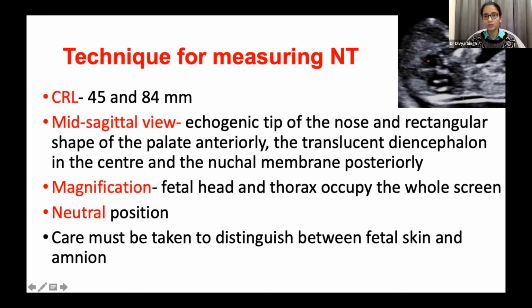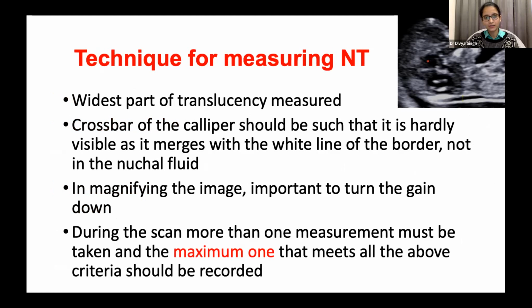Fetus again should be in a neutral position with sufficient fluid separating the chin from the chest, because if the fetus is flexed, you will underestimate. The nuchal translucency will be thinned out. So you would underestimate the nuchal translucency. And if the neck is hyperextended, you would overmeasure the nuchal translucency. Care must also be taken to distinguish the fetal skin from the amnion. Remember, you have to measure the widest part of the translucency, and the crossbars are placed in such a manner, that is, they are placed inner to inner in such a manner that the calipers merge with these white lines. I'll show it to you shortly.